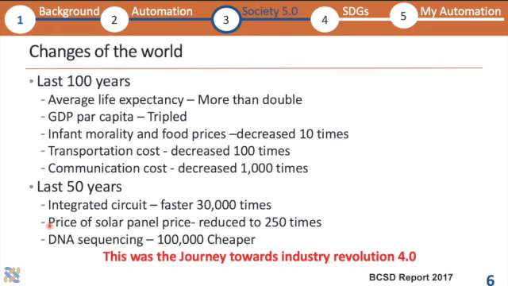Okay, on the other hand, prices are reduced because of a lot of research happening to reduce the cost, like DNA sequencing, which is 100,000 times cheaper than 50 years ago. So from this trend you can guess that our society is changing. Okay? And all of this is moving towards this type of change, the industrial revolution, and we call it Society 4.